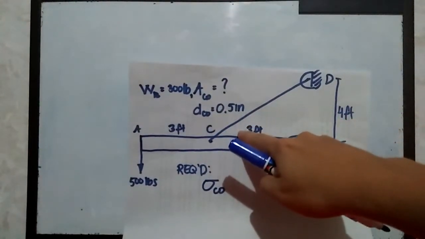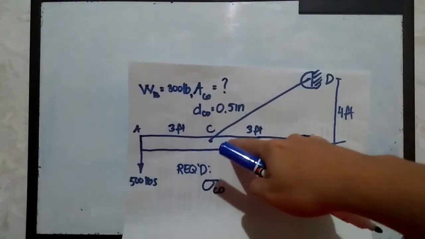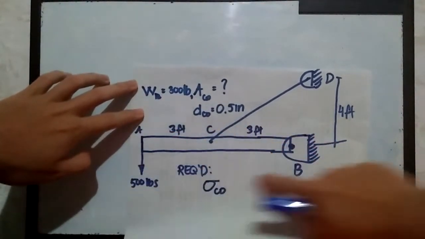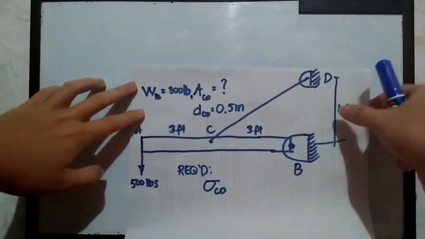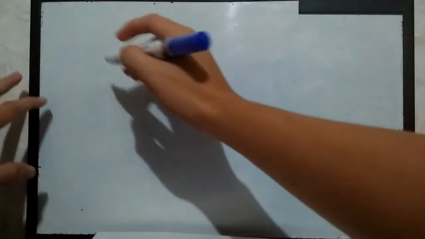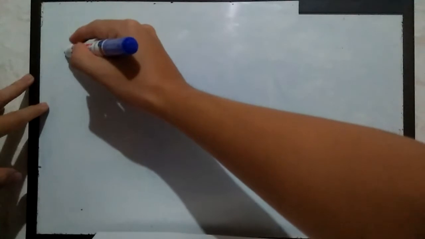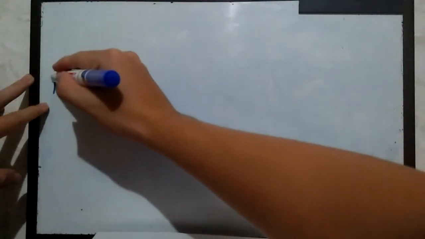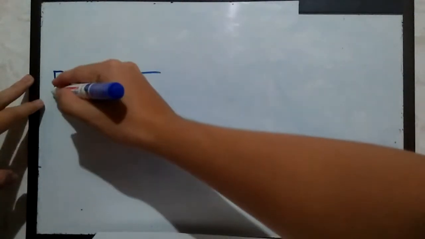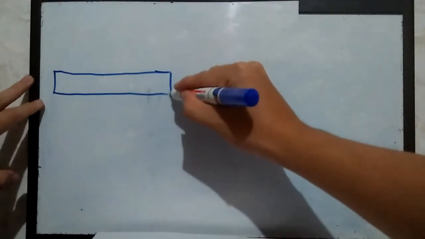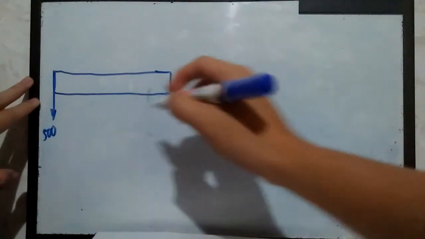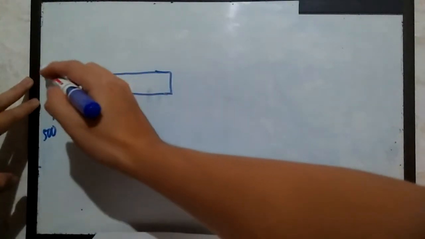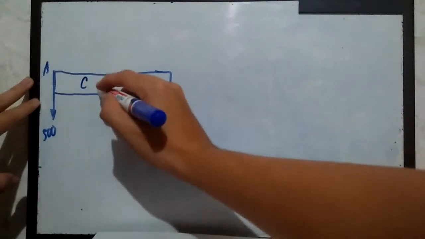So what we're going to do is to draw the free body diagram of this whole structure. We are using the method of sections for this point. And upon doing that, all you need to do is to draw the beam, rather the structure. Let's say this is the beam. It goes like this. And here we have the 500 pounds going downward. So that's 500 pounds. We have here at point C. So this is A, this is C.